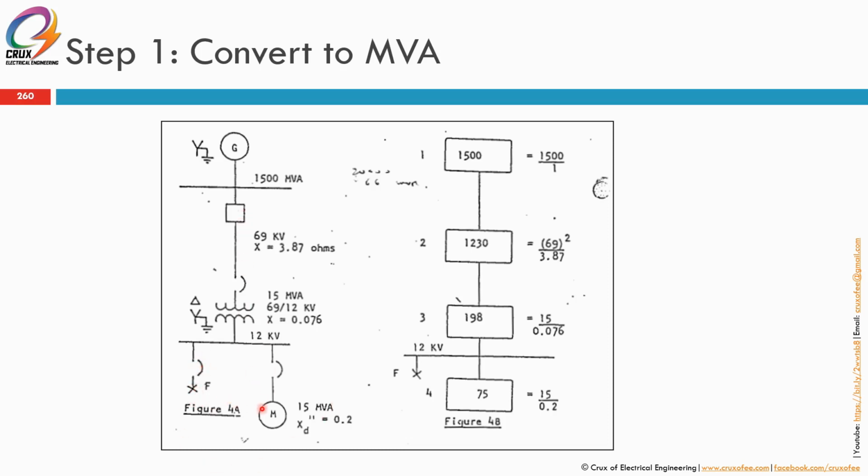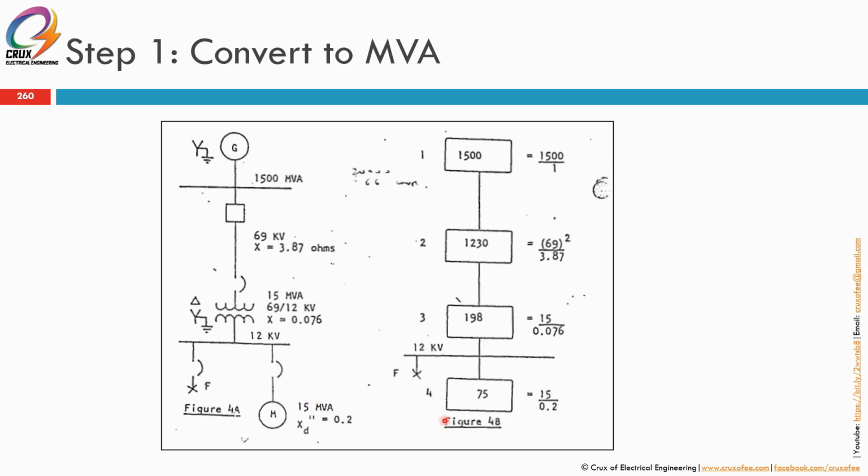Okay. So number one, what we have to do is convert this to MVA. There's only 3 steps. Step 1, convert to MVA. So the fault level is given, 1500 MVA. For the cable, you need to convert with V squared over Z. So V is 69 squared divided by the impedance, and you get 1230. For the transformer, it's just the MVA divided by its impedance in per unit. So 15 divided by 0.076, and you get 198 MVA.